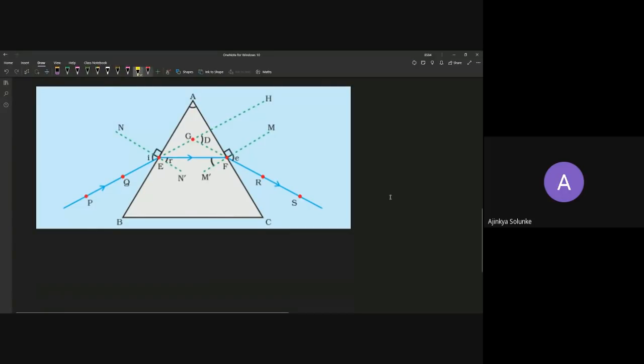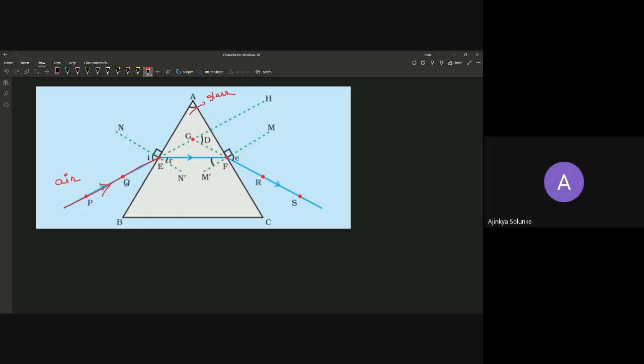For example, you have a light ray which is coming incident. Fine. There is an incident ray, this one. And the outside material or the outside medium is air. And the inside material is glass. So the light is currently traveling from air to glass, at least for now.